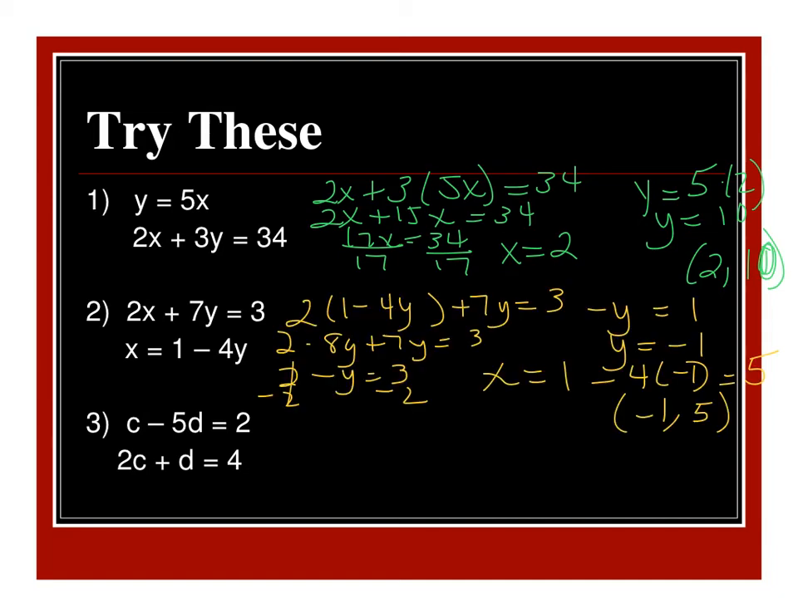Alright, so I got negative 1, negative 5 for my solution. One last one for you to try. Remember the first two were already solved for a variable, so you're going to have to figure out which variable to solve, and you've got sort of two ways to go, which either way you're going to get the same answer. So try number 3, and then when you're ready to restart, check your problem with mine.